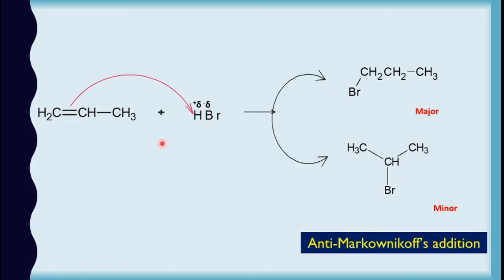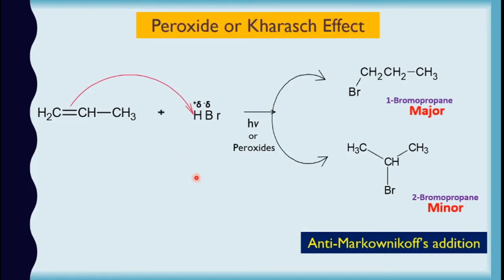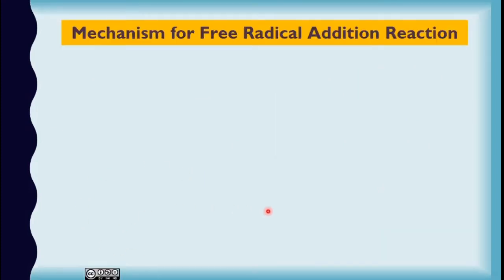The same reaction, if carried out in presence of light or peroxide, will not follow Markovnikov's rule. The proportion of addition product is exactly opposite to that obtained by Markovnikov's rule. This reversal of orientation in addition of hydrogen bromide to unsymmetrical alkene in presence of peroxide is called peroxide effect or Kharasch effect. This reaction proceeds by free radical mechanism.